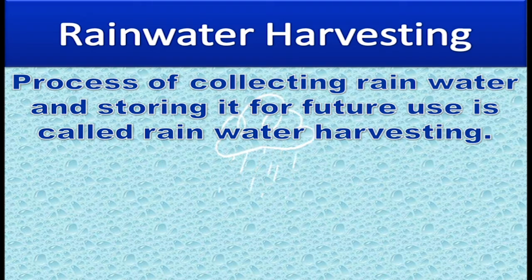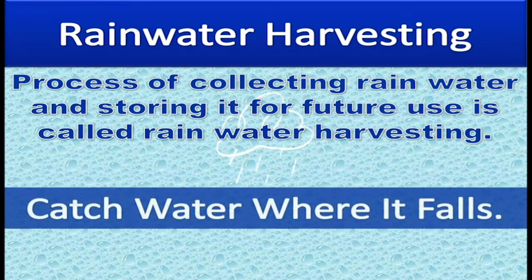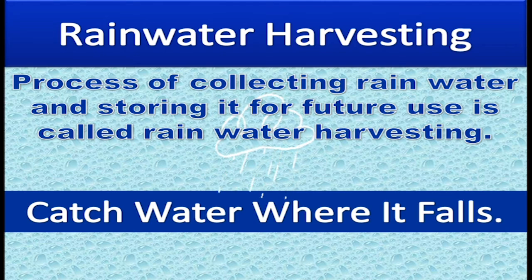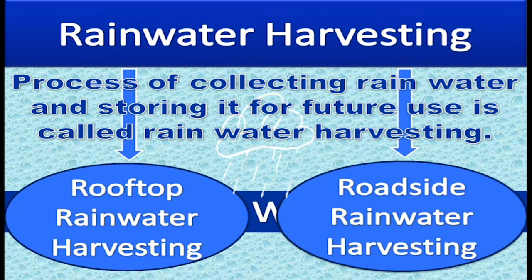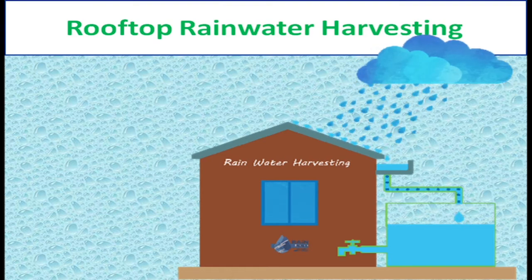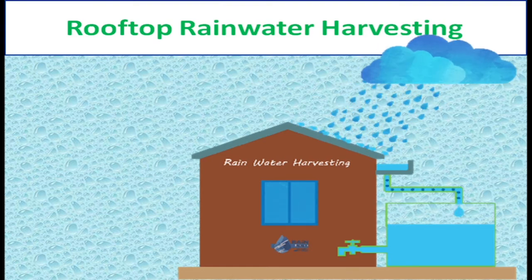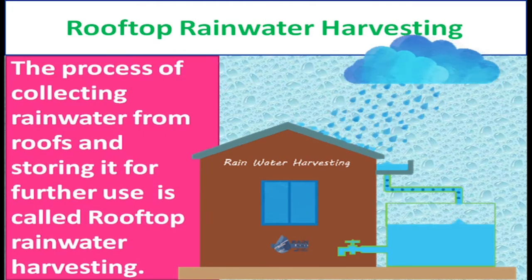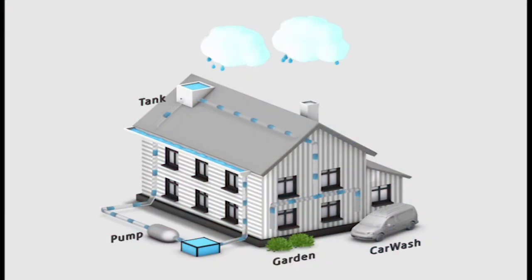The basic idea behind rainwater harvesting is to catch water wherever it falls. We can use two techniques, rooftop rainwater harvesting and roadside rainwater harvesting. For rooftop rainwater harvesting, the rainwater is collected from the rooftop to the storage tank through pipes. This water may contain soil from the roof and needs filtering before it is used.